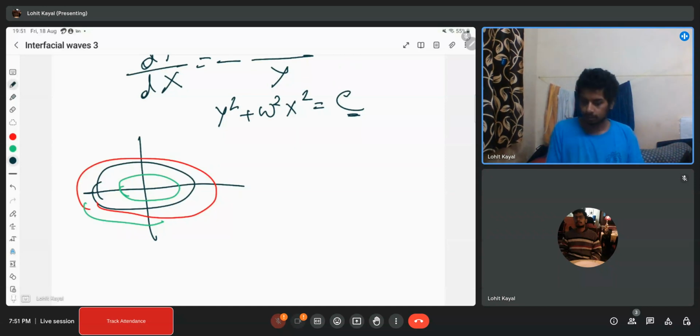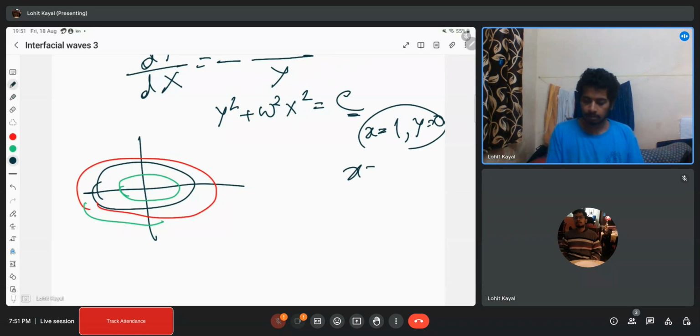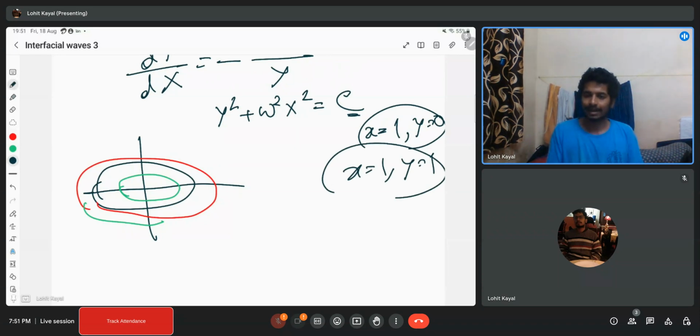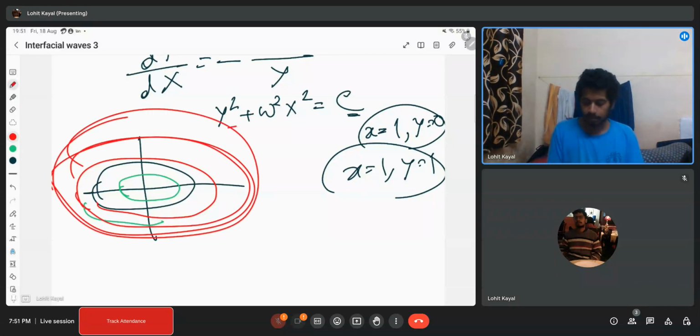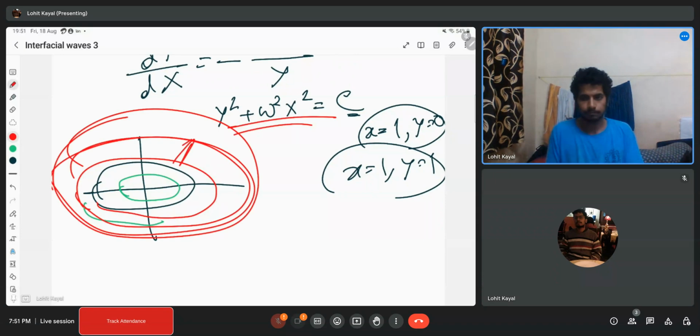That will come from your initial condition. If your initial condition is x equal to 1, y equal to 0, you will get one curve. X equal to 1, y equal to 1, you will get another curve. So as a result, you will get a bunch of curves like this. Okay, so that is your phase portrait. So from that curve, you can estimate the evolution, the dynamics of your system.